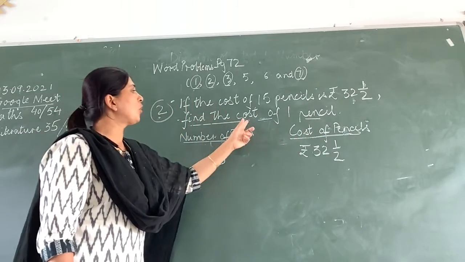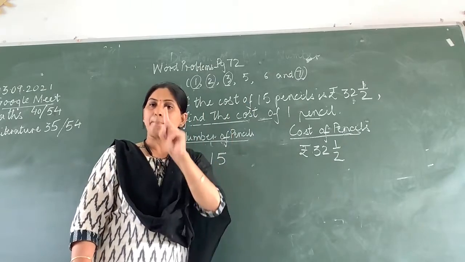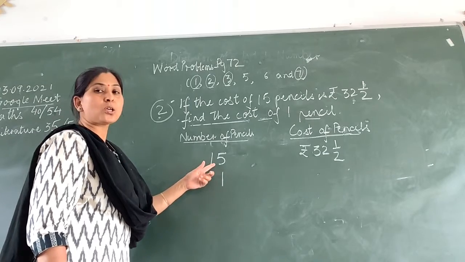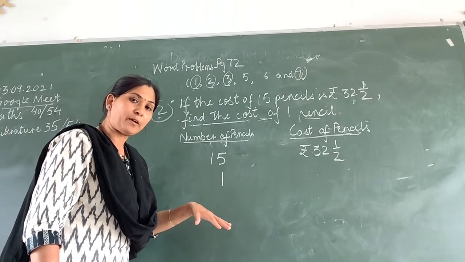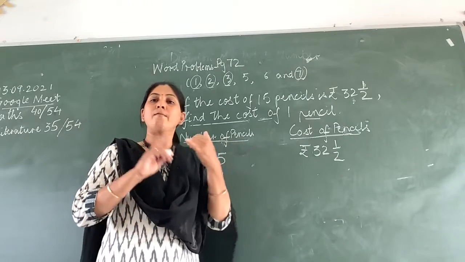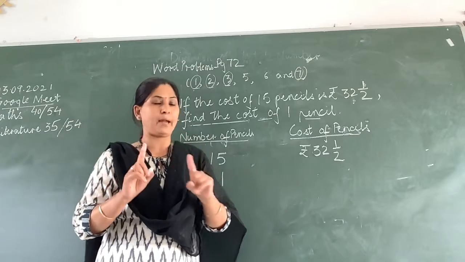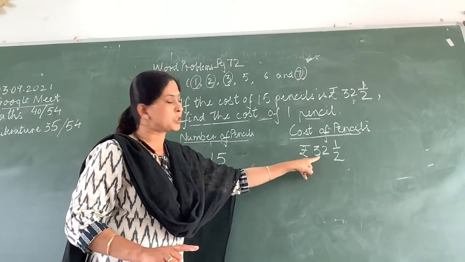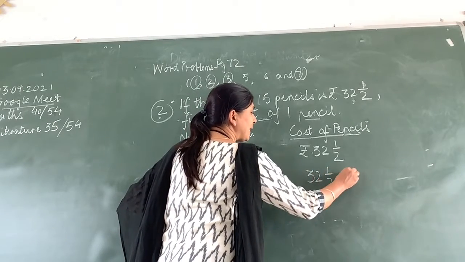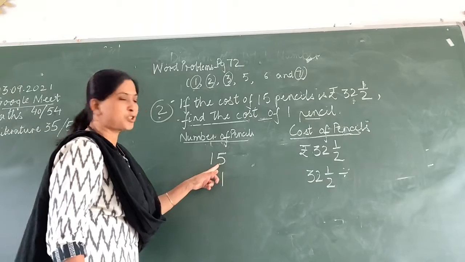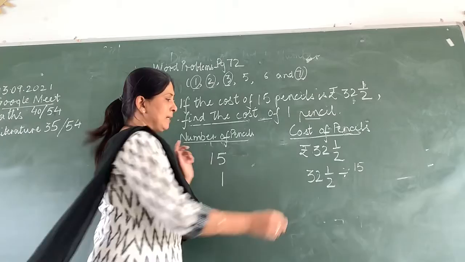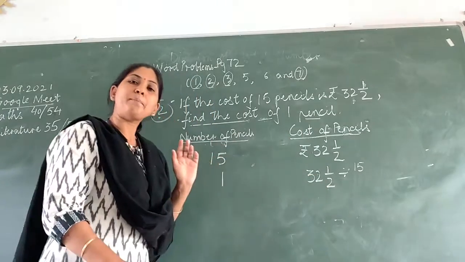Now, find the cost of one pencil. Cost of one pencil, will it be more than the cost of 15 pencils or less than the cost of 15 pencils? It is something less, we will divide. So now you will write this number which is here on the right hand side. 32 and a half. Less means divide. You will divide it by which number? 15. Now let's divide. Let's change this mixed fraction into improper fraction.